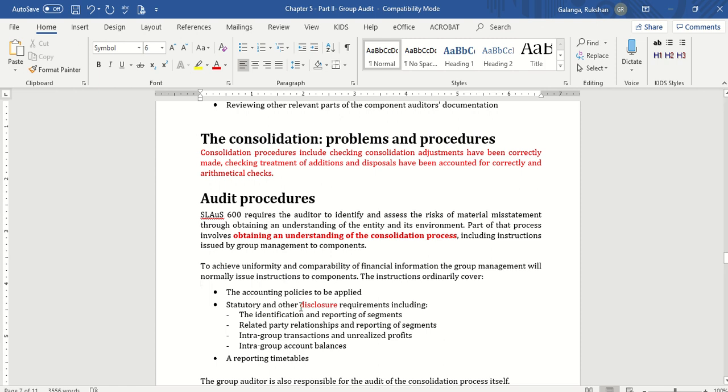So I should get some disclosures, especially segment reports. Segment report information I need to take, right? And related party relationships and the reporting of the segments, right?